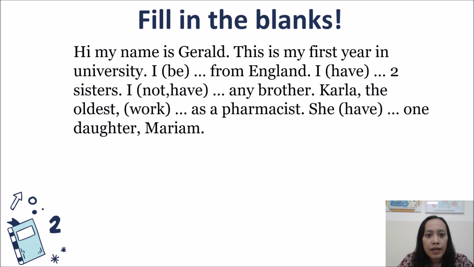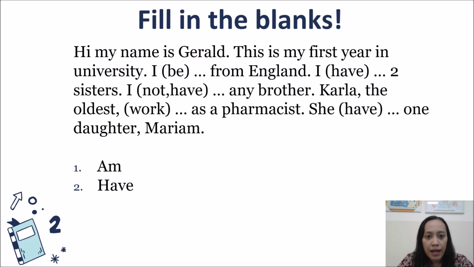Number one, I (be) from England. Be here is talking about to be. Remember, be is to be. So because the subject is I, the to be will be am. Don't forget about it. Number two, I (have) two sisters. Still the same subject I. That's why we do not need to change the verb. We still simply put have there. So, I have two sisters.